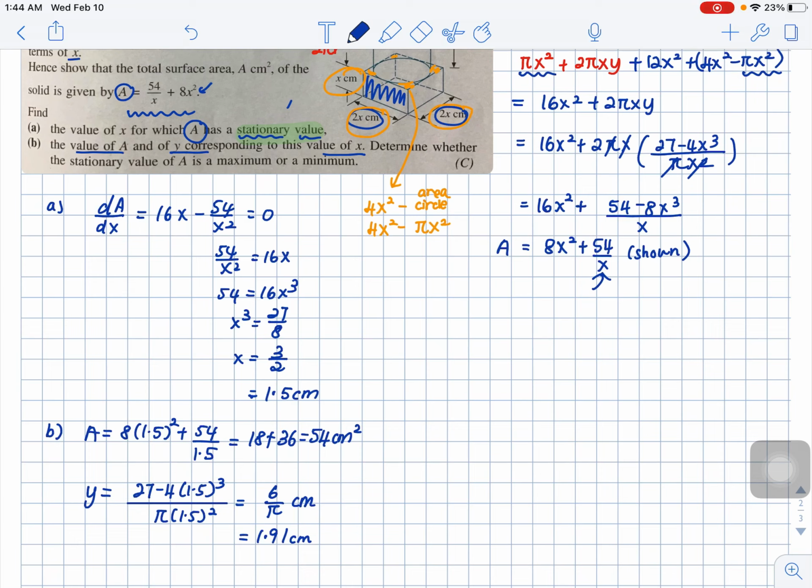Okay, then the next part says determine whether the stationary value of A is a maximum or a minimum. So for this particular x value of 1.5, am I getting the area to be maximum or minimum? If you want to check the nature, then you have to do the second derivative. So you continue from here.